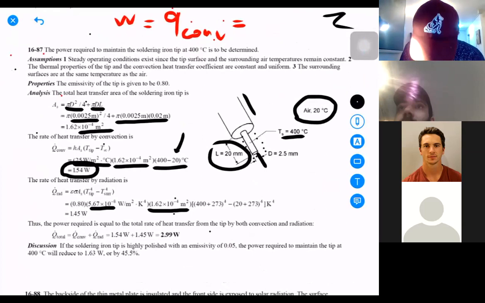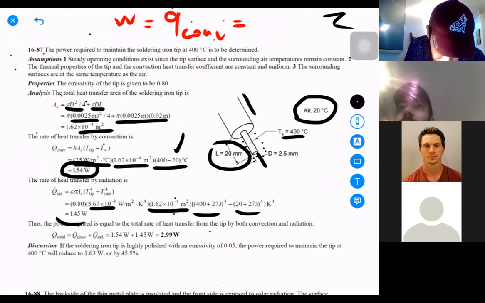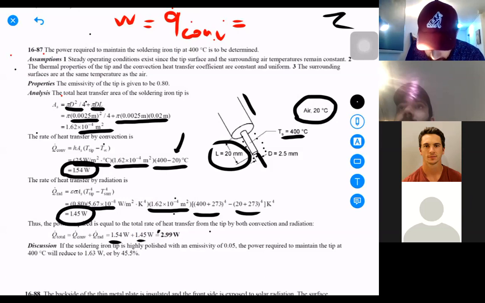For the surface at 400 degrees Celsius and 20 degrees Celsius for the surrounding, we will get 1.45 watts for the radiation term. Adding it and combining it with the term we have from convection, these two terms together will give me approximately 3 watts for the total amount.